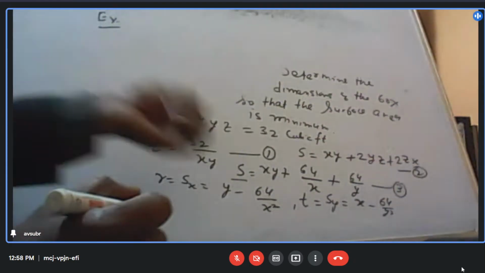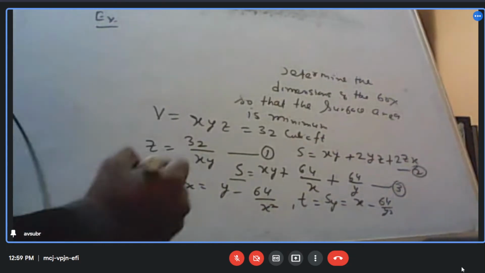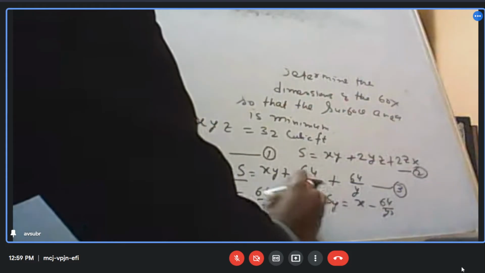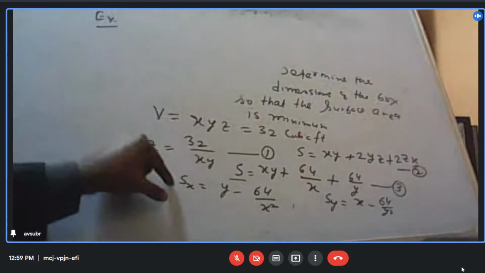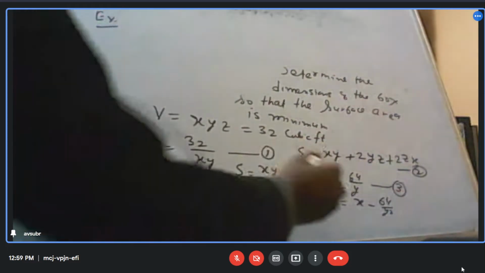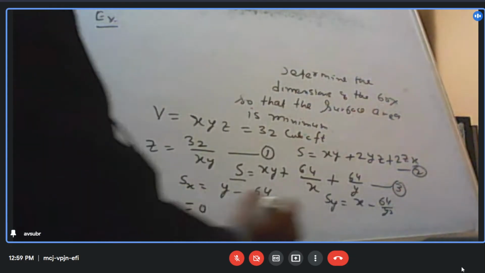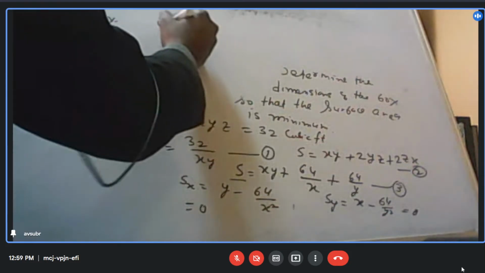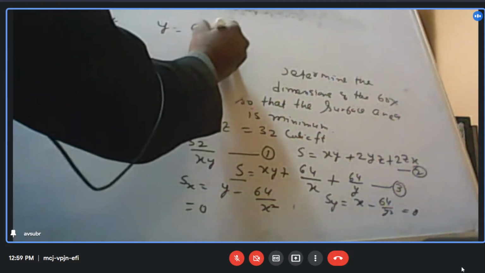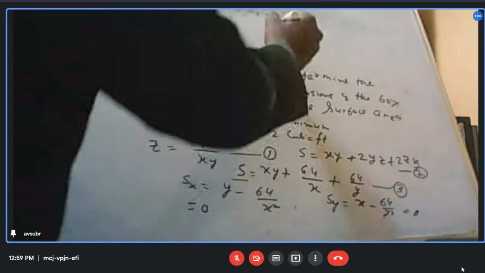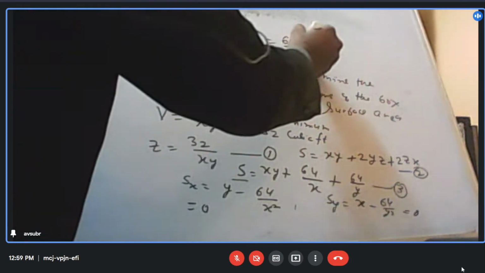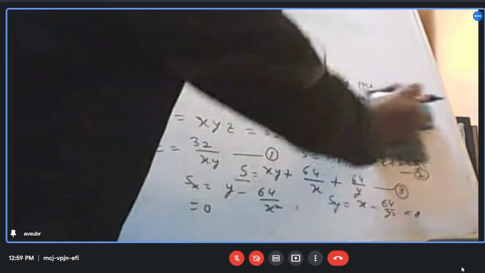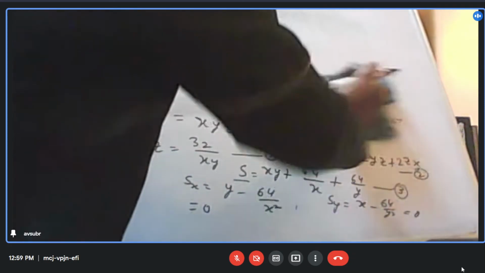Okay, so now I have got this. Sorry, not R. This is S_x, and this is S_y. So this is equal to 0 and this is equal to 0. It means y is equal to 64 by x square, and from this x is equal to 64 by y square. We can put x or y in these equations.